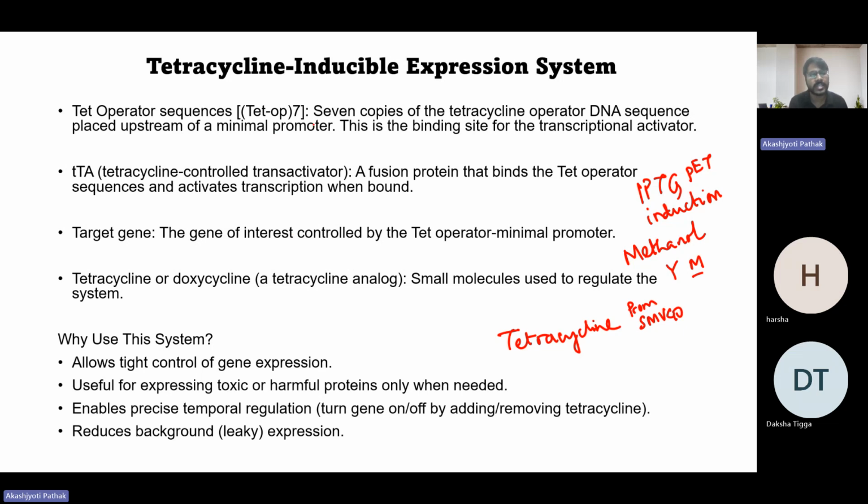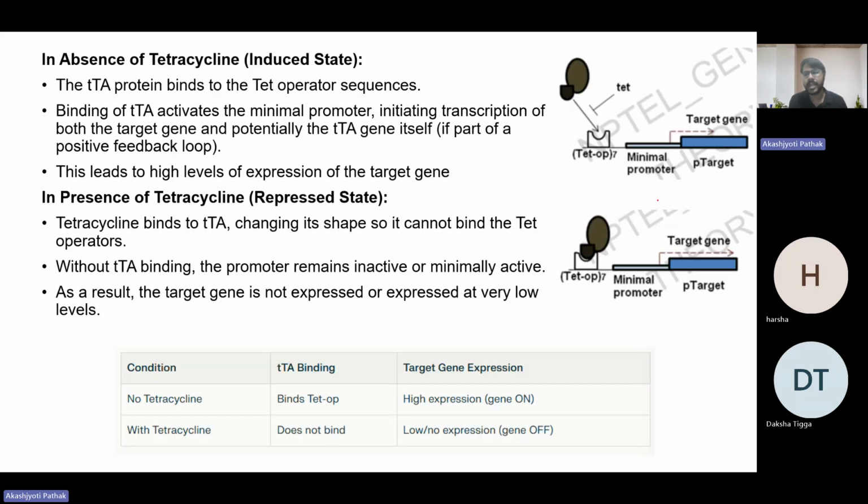So what does this tetracycline inducible expression system have? It has tetracycline operator sequences, and it also has a tetracycline controlled activator. Then there is the target gene and tetracycline or doxycycline. Let's see this figure, and then you will understand. This is the mammalian vector, where you have cloned your gene of interest. Your mammalian vector has the tetracycline operator sequence, it has a promoter, and then this is your gene of interest.